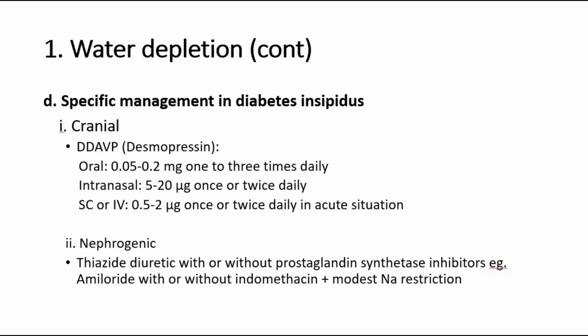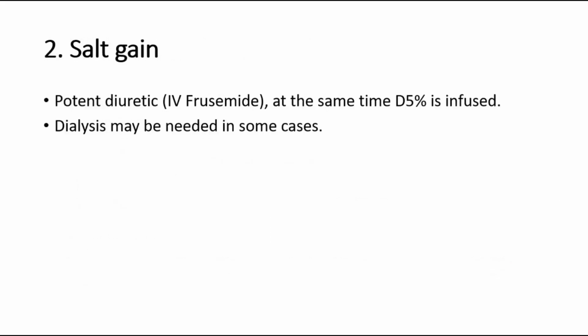Whereas for nephrogenic type, give thiazide diuretic, with or without prostaglandin synthetase inhibitors, such as amiloride, with or without indomethacin, plus modest sodium restriction. Lastly, another cause of hypernatremia is due to salt gain. We can give potent diuretics such as IV furosemide. At the same time dextrose 5% is infused. Dialysis may be needed in some cases.